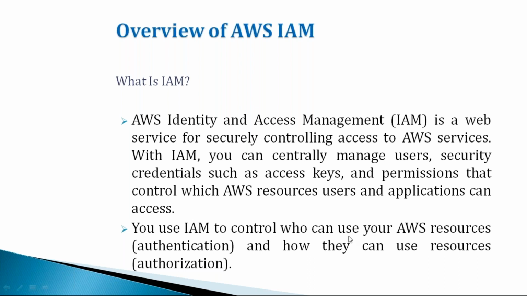So you can control who can access your AWS resources, that is authentication, and how they can access and use your resources, through authorization. Authenticated means by their user ID and password they will be authenticated, and by their roles and permissions they will be authorized for what they can do.